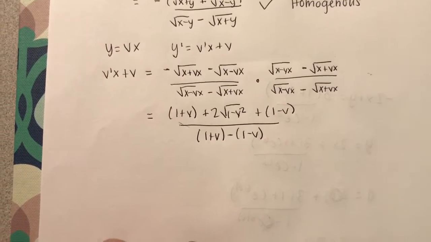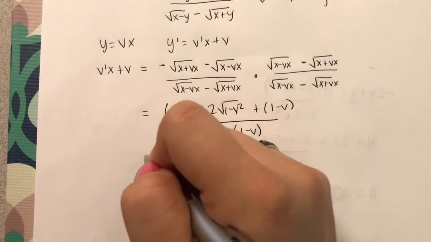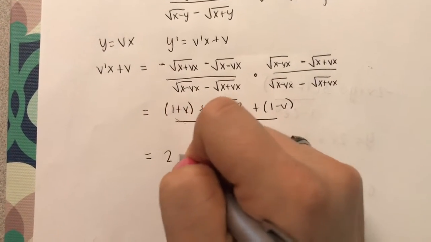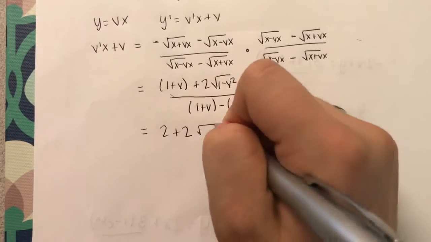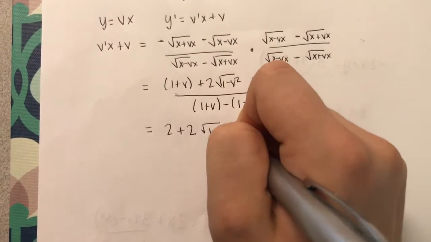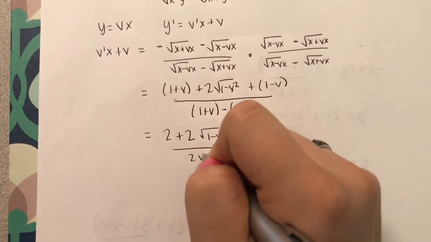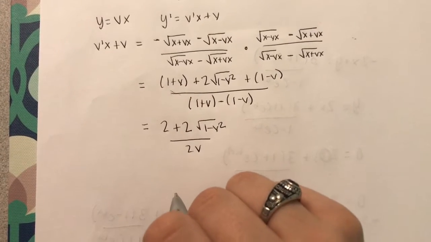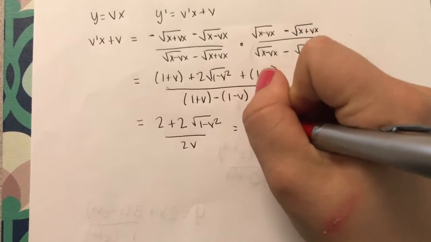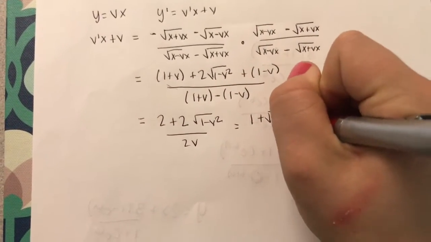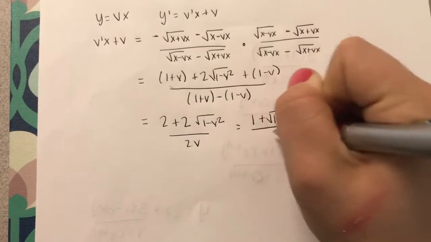So now whenever I clean up that right side, on the top I'm left with 2 plus 2 square root of 1 minus v squared, over 2v. And again, I can simplify those 2's out, and I'm left with 1 plus square root of 1 minus v squared over v.